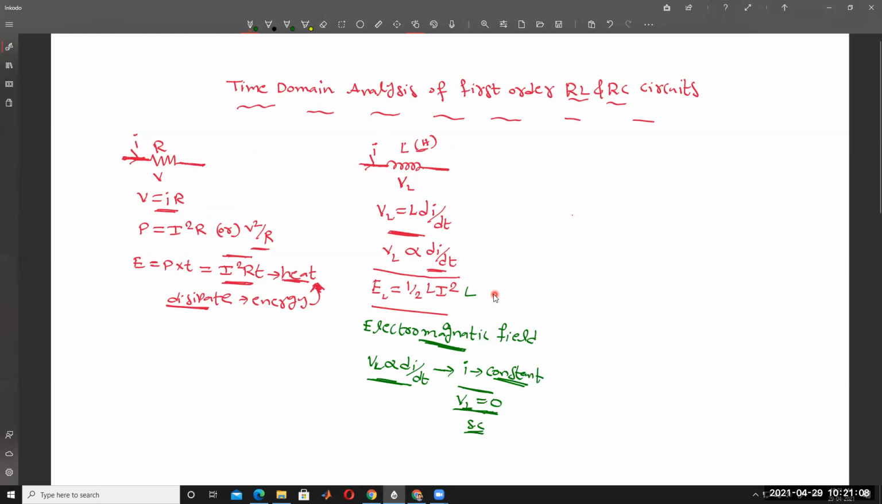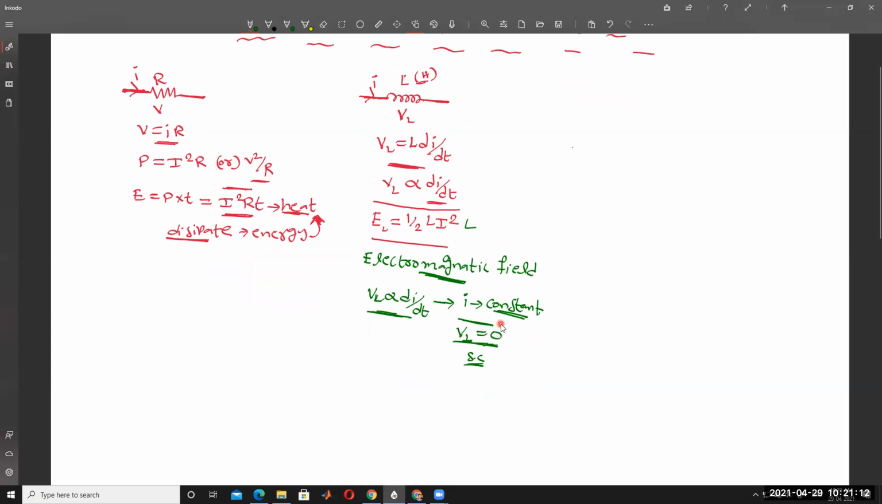The inductor stores the energy in the form of magnetic field, and so the inductor opposes sudden changes in current. Inductor does not allow sudden changes in current. This is the main property of the inductor.